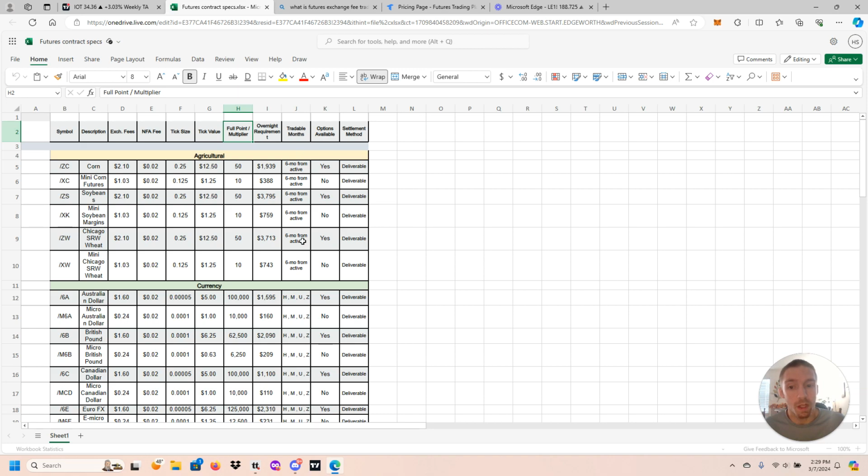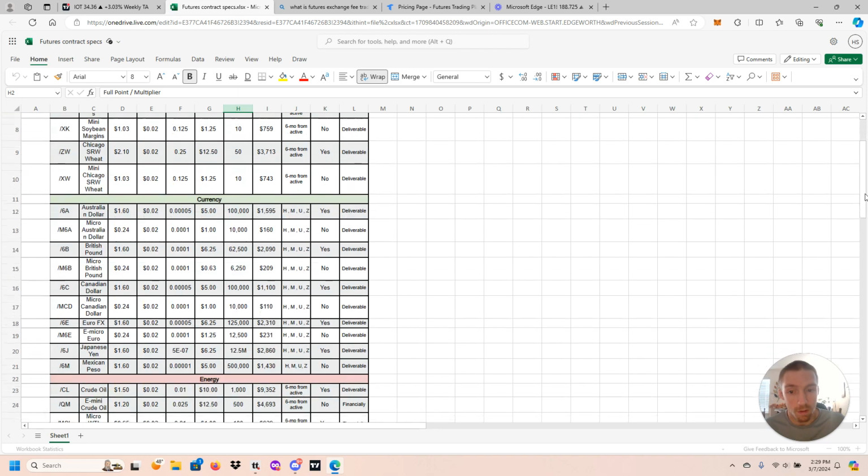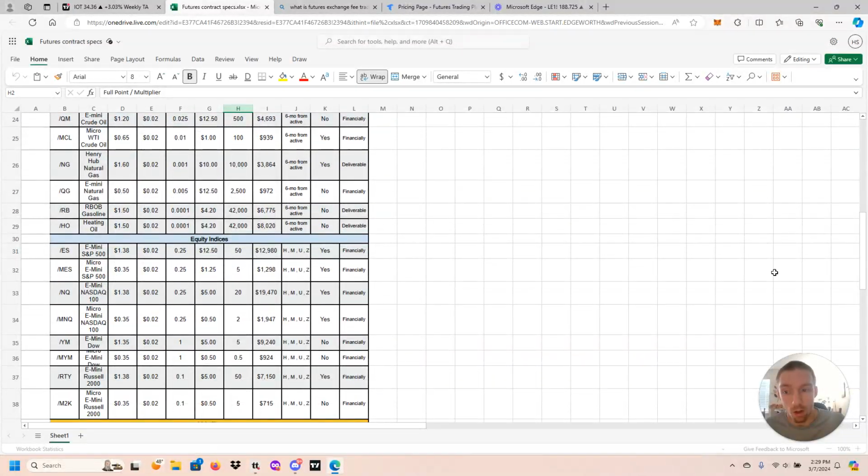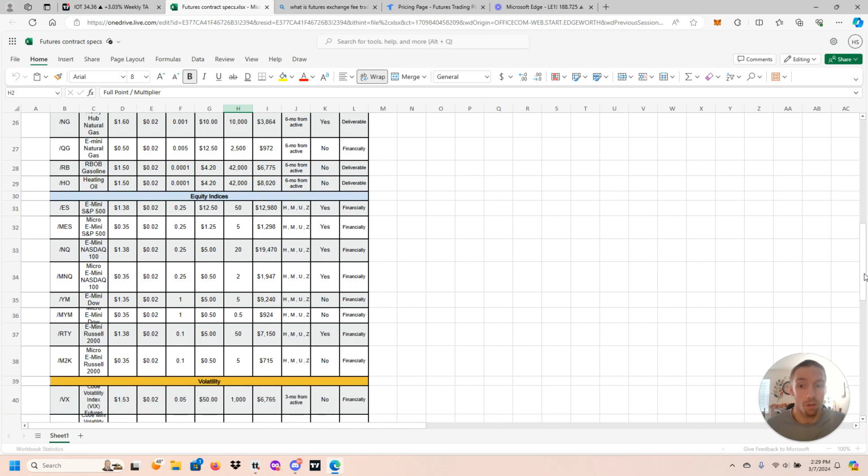The tradable months here will be how often you're going to have to roll over, or how often the contracts expire. So these ones right here, the agriculturals, they expire every 6 months. And then you can see where a lot of these expire, HMU. Those are just different every quarter. So futures for your main equities expire every quarter, so every 3 months, they're going to go into a new expiration, a new futures rollover contract.